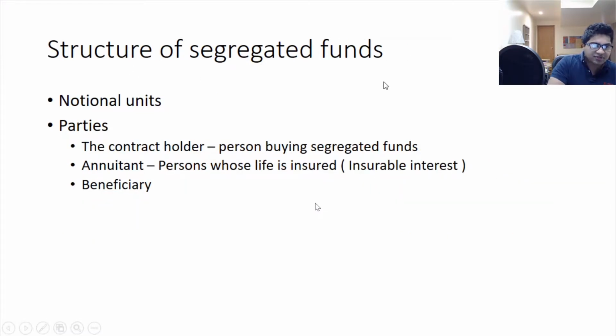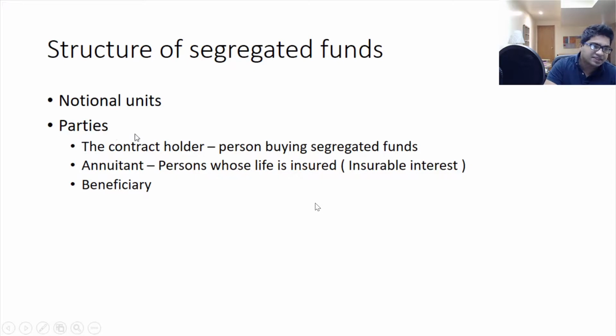Structure of segregated fund. So there is a concept of notional unit. Like I said, when you buy a segregated fund, the investment proceeds are always in the name of the insurance company. You do not make investments in your own name. So in such a case, the insurance company does not give you actual units, but they give you notional units. These notional units are given so that it is easy to track the performance of segregated funds.